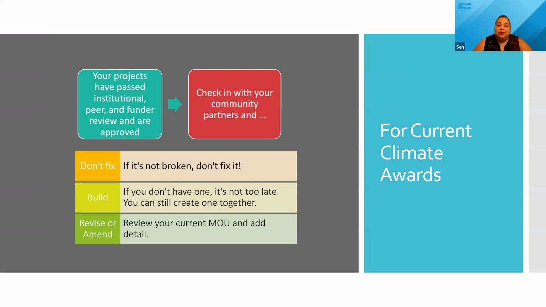So what does this mean for current climate awardees? The good news is that since this document is a living document, there are many ways in which you can still engage with it. Your projects have already been funded. Now is the time to have those conversations between the academic and community partners and review any agreements that you have written up. And if they look good to both partners, accept it and keep moving and just determine how often you will revisit and revise.